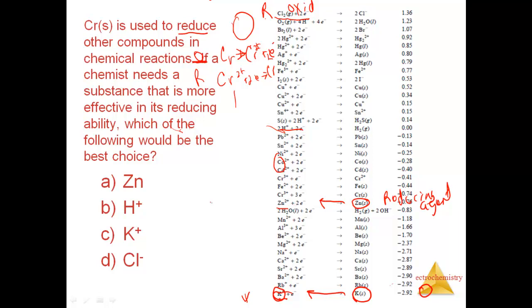Okay. Now the potassium, we're not talking about K. We're talking about K plus. So the K is going to go the opposite way. So K plus is not a good choice. If K were here, that would be the best choice, but it's not. Okay. So the answer is going to be A, zinc.